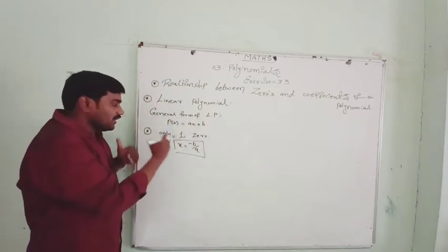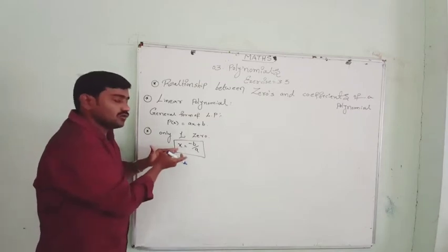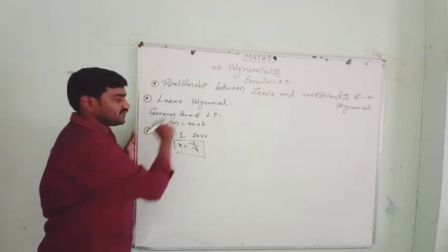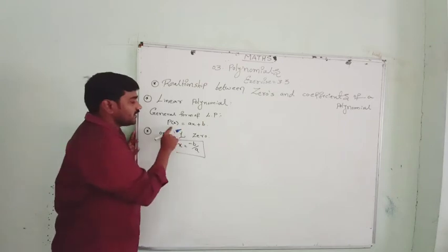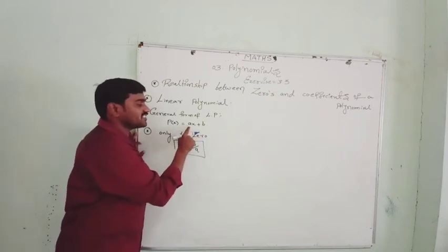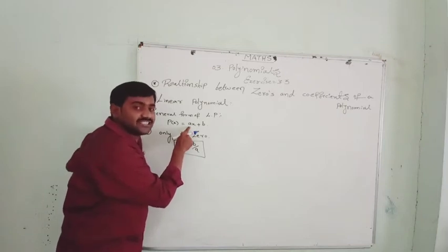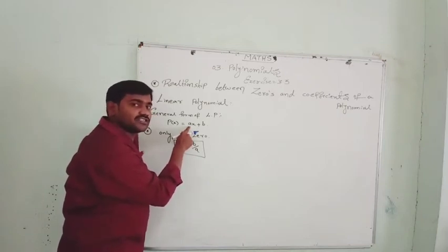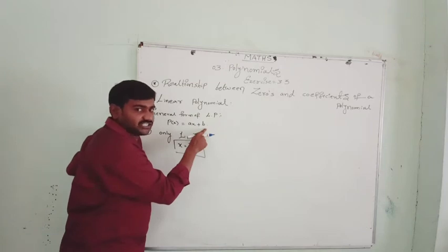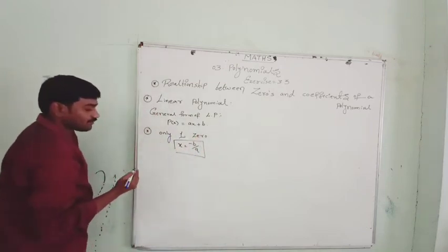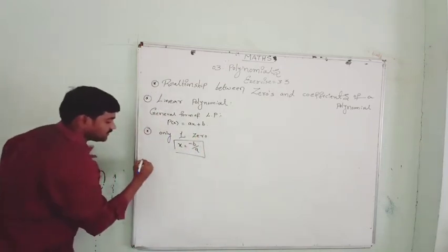Then let us write this zero with the relation of coefficients. As we know, the general form of a linear polynomial is ax plus b. Here a is known as the coefficient of x and b is known as the constant term. So we now write the relation with the coefficients.